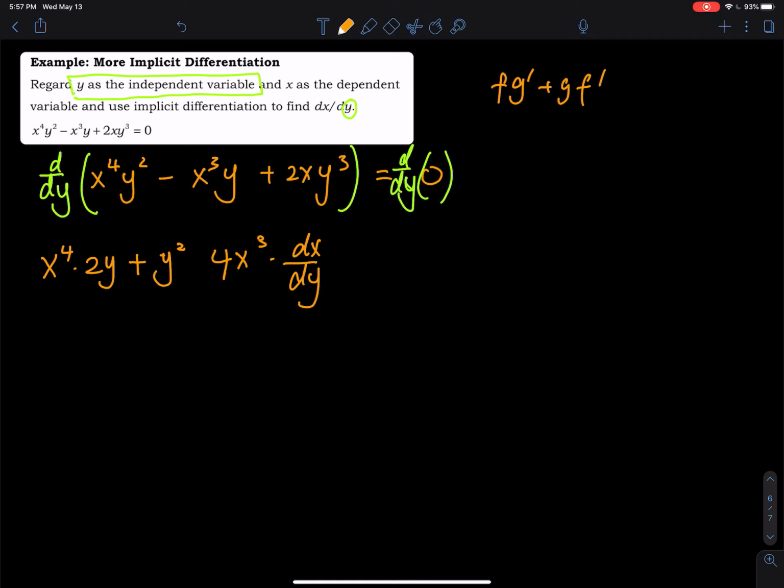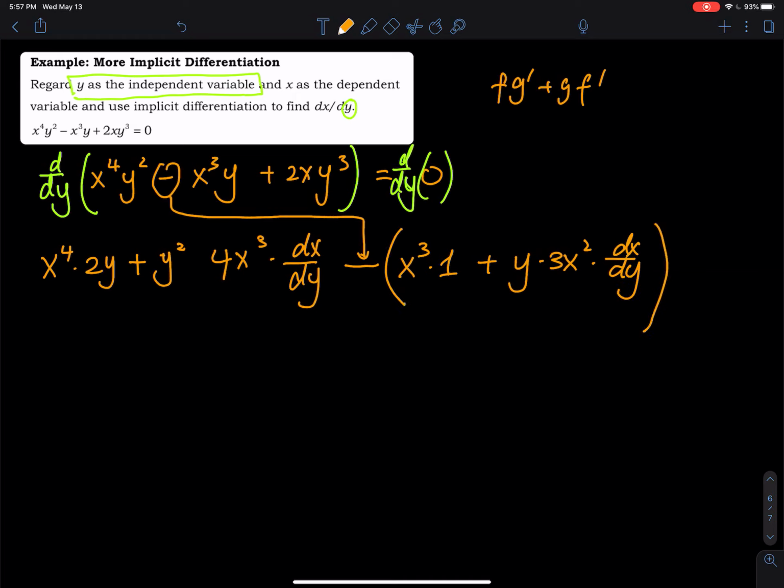And then the next term, we have a minus. This minus is from here. We have a minus, and then fg prime, another product rule. So fg prime, we copy f, which is x to the 3rd. The derivative of y with respect to y is 1. And then plus g, which is y, and then the derivative of x to the 3rd is 3x squared. And then what else? Since we have a dy, we just handle an x. We have to add a dx dy to it. So I am subtracting the whole thing. Don't forget your parentheses.